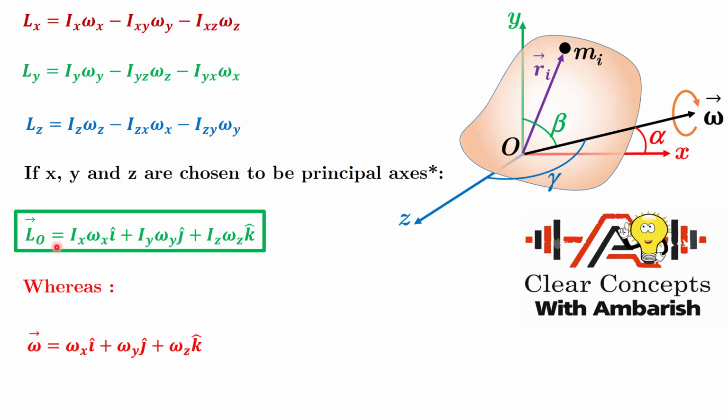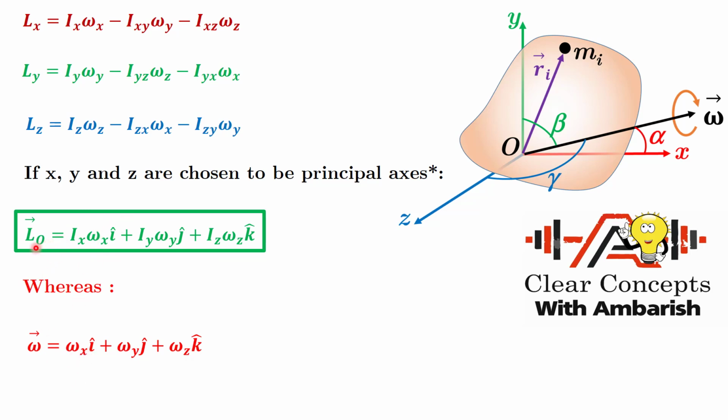Now you can see that L about point O and omega are not parallel unless Ix, Iy and Iz are all equal. Then you can take I common, and inside you will get omega x, omega y and omega z. In that case angular momentum will become parallel to the omega vector. Or what can be the other possibility? Suppose omega y and omega z are 0. In that case this is simply Ix omega x i cap, and this is omega x i cap.